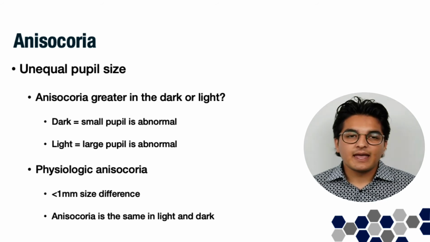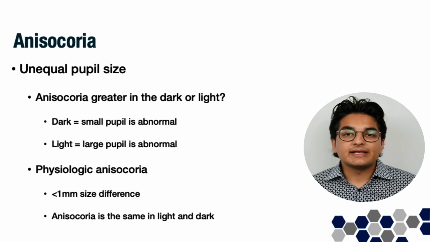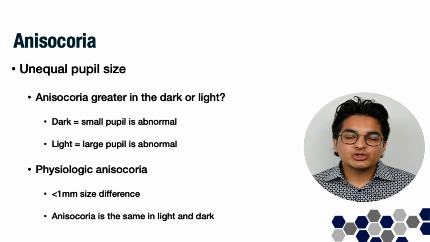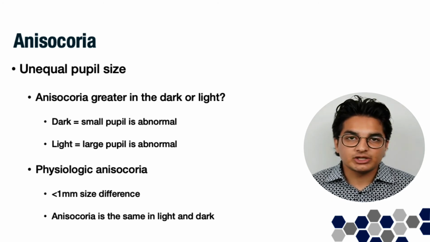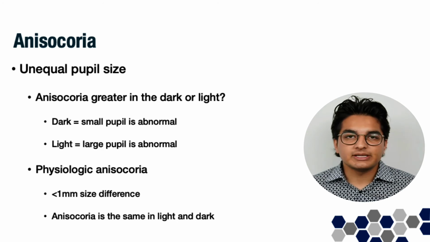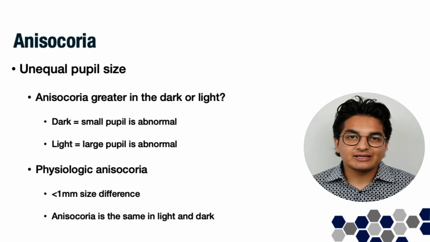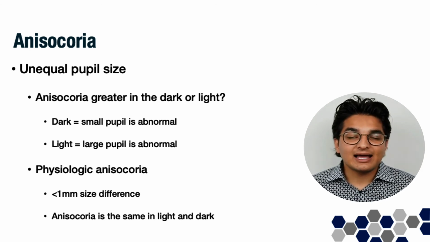For example, anisocoria greater in the dark means that the affected pupil is not dilating as it should, and so therefore the smaller pupil is the abnormal one. Anisocoria greater in the light means that the pupil is not constricting as it should, and so therefore the bigger pupil is the abnormal one. Anisocoria can be physiologic, but usually in physiologic anisocoria, the size difference between the pupils is less than 1 millimeter, and the degree of anisocoria is the same in the light and in the dark.